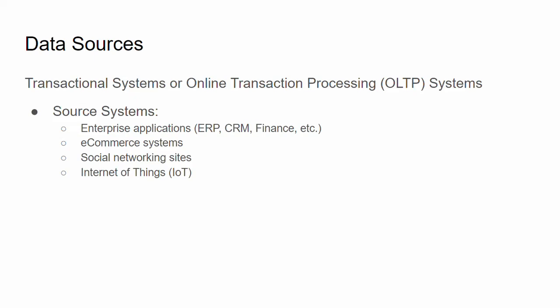But first, we are not starting from the data model. Rather, we start with the transactional system. The transactional system is usually called an online transaction processing system, or OLTP. These are source systems that generate the data of your business activity. Those are enterprise applications like ERP and CRM. ERP stands for Enterprise Resource Planning.